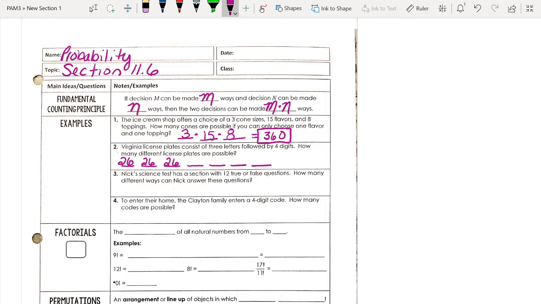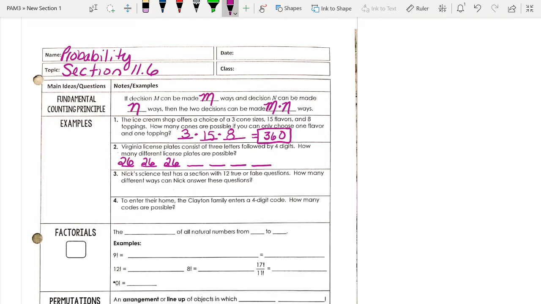Then it's followed by 4 digits. So we need to figure out how many digits we have. And this is usually kind of a quick debate in the classroom. So let's think about how many digits we have. We have 0, 1, 2, 3, 4, 5, 6, 7, 8, 9.